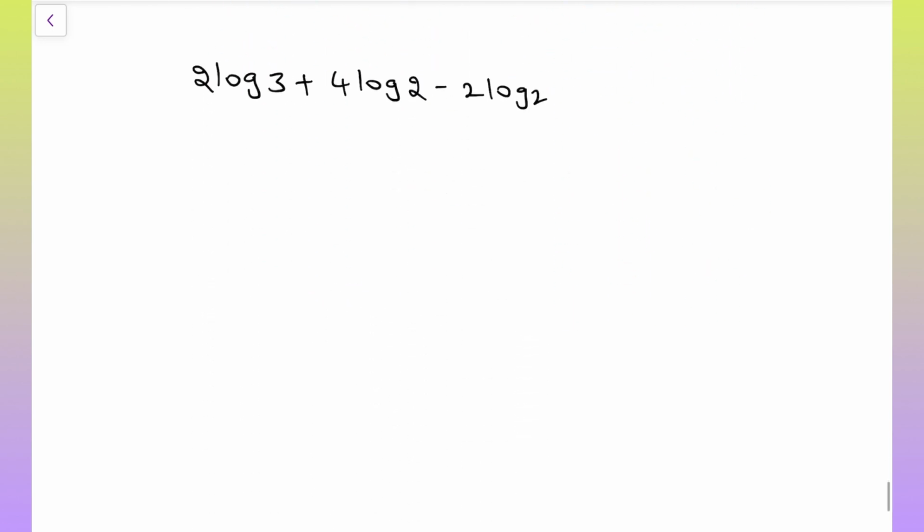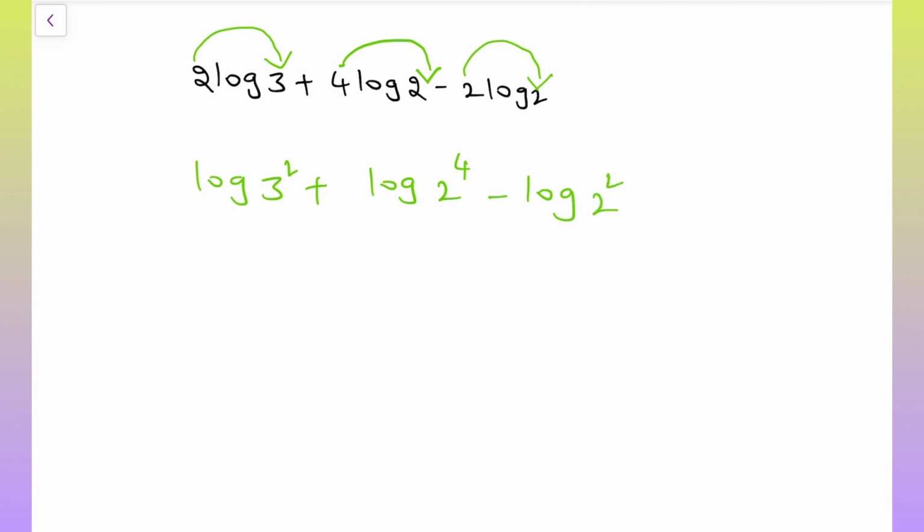Next, 2 log 3 plus 4 log 2 minus 2 log 2. Now this is a big one. This we need to make small. So the question will say, write it as a single logarithm. Here the front number will go as the power for the main number. Here also, the front number will go as the power for the main number. This also will go as the power for the main number. So let us check once. Log 3 square plus log 2 power 4 minus log 2 power 2.